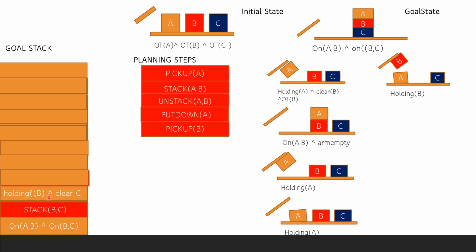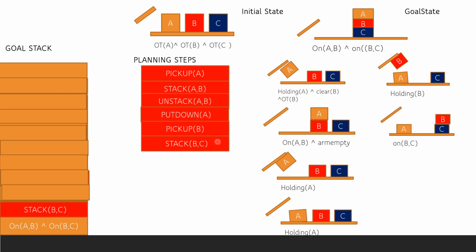Now let us check holding B and clear C. Holding B and clear C both are satisfied, so we'll take this out from the stack, and now we can execute stack BC, and we can add this to our planning step. So we'll add stack BC into the planning step, and this will be executed. This will be our new state, and this will be taken out from the stack.